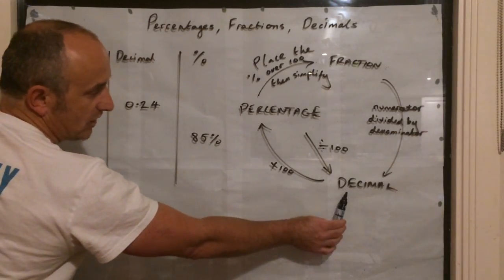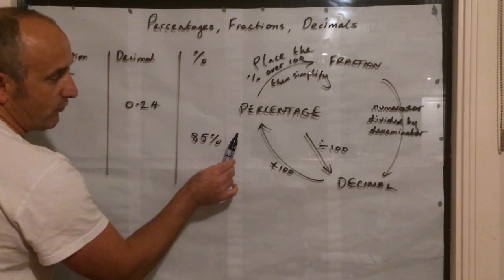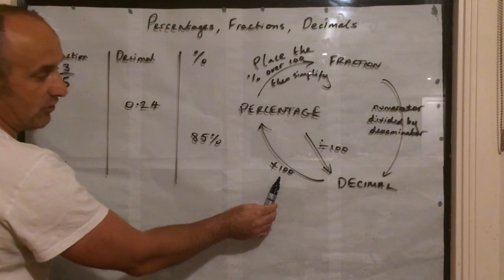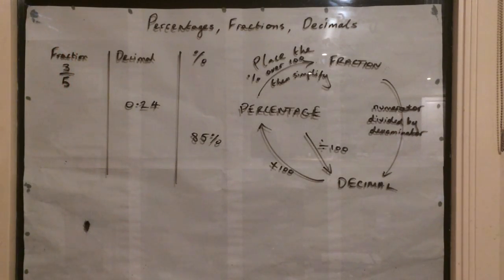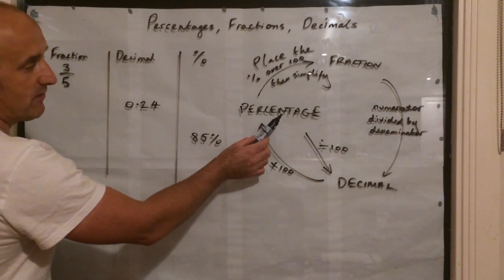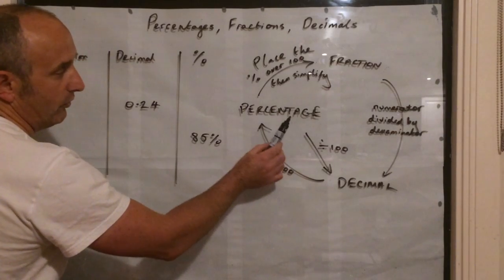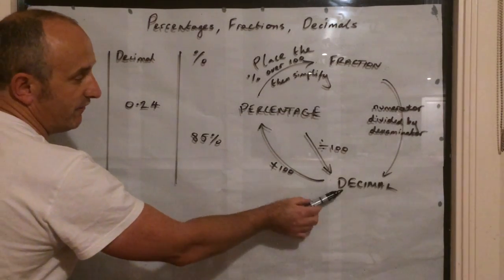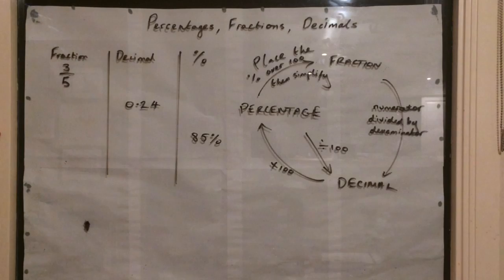Then, how do we change a decimal into a percentage? All we do is just multiply it by 100. Likewise, how do we change a percentage back to a decimal? Whatever the percentage is, we divide it by 100.